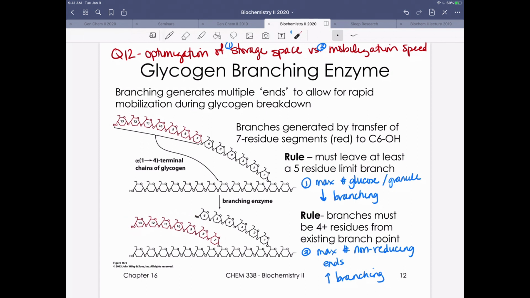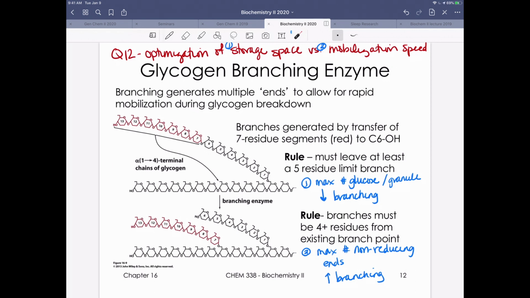So there's some rules that this enzyme has to follow. You actually have to leave at least 5 residues on an existing branch, so you can't make the branches too short. And you have to have some space. You have to have at least 4 residues from an existing branch point. So we can't have this be too crowded here, and we can't have our branches be too short. All of these rules have to do with trying to optimize 2 parameters here. We want to optimize the amount of glucose that we can store in a given space, but we also want to think about optimizing the speed with which we can get at that glucose when we need to break down that glycogen particle.